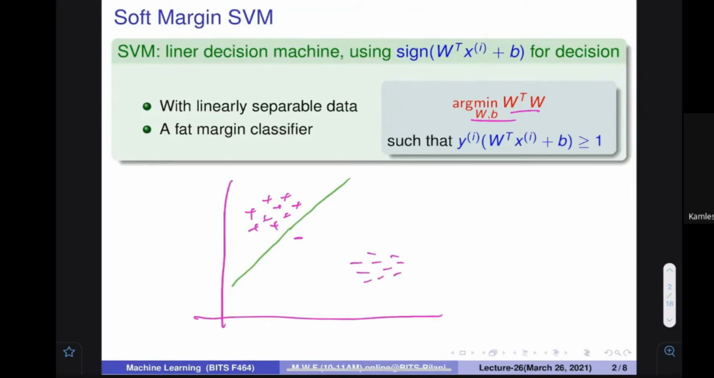Yes or no? Because it wants to minimize the margin. So this is the point that minimizes the margin. Is it fine? Yes. So this is the decision boundary that my SVM is going to give me. My question is, is it the right decision boundary? Yeah, it is right, but is it a good decision boundary?